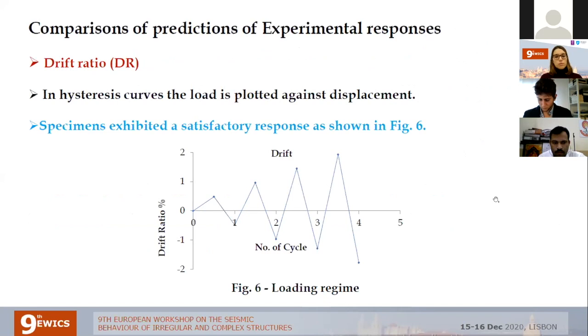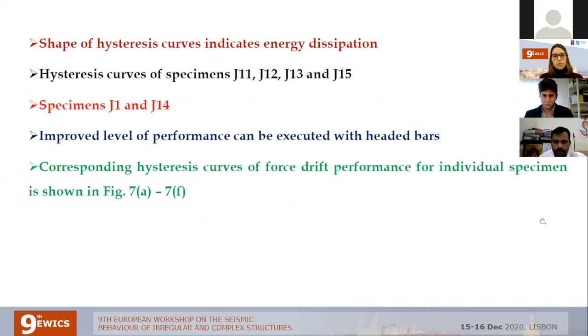Then comes the comparison of the prediction of the experimental responses. The drift ratio is defined as the ratio of deflection of the loading point to the distance between the center line of the column and the loading point. In hysteresis curves, load is plotted against the displacement. Now, all the specimens exhibit a satisfactory response up to the drift of 2%, and for all of these the shape of the hysteresis curves indicates energy dissipation accomplished.